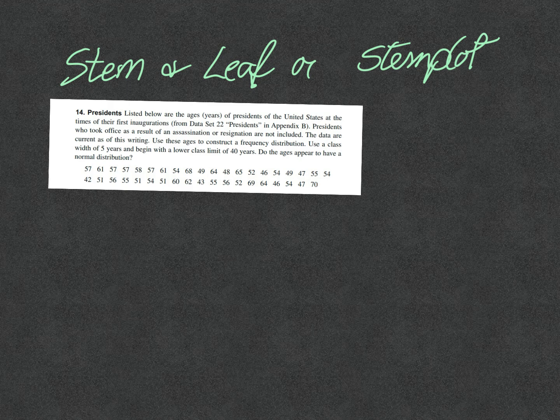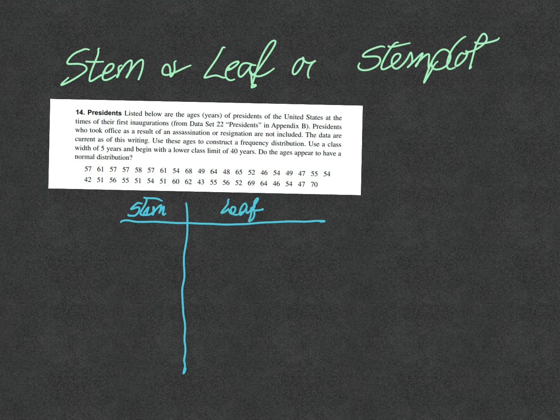So the next plot that we want to do is called a stem plot, sometimes called a stem and leaf plot. We're going to use the same president data. When you make a stem and leaf plot, it's really a table. Okay, so it's a table, and you have what you call the stems, and then you have the leaves.